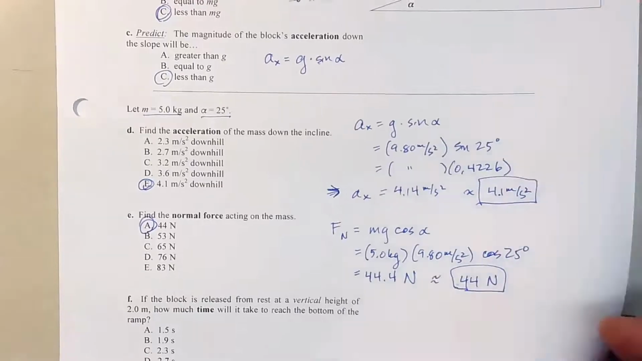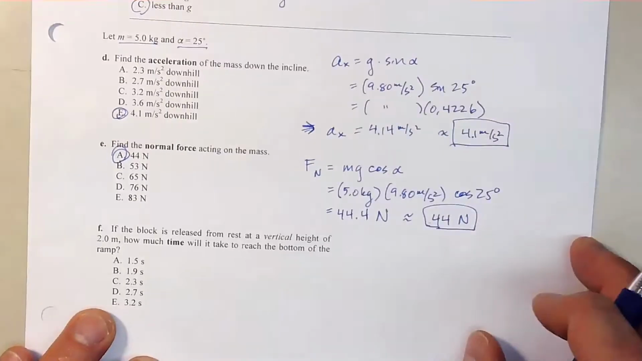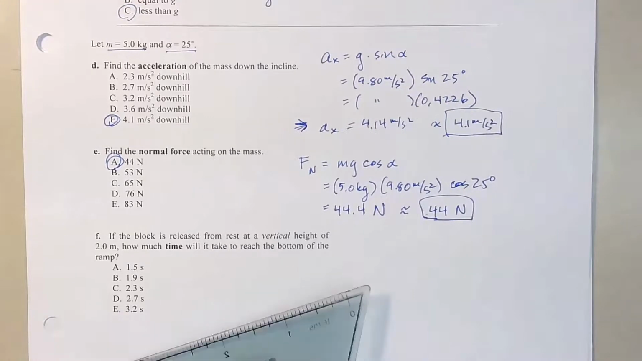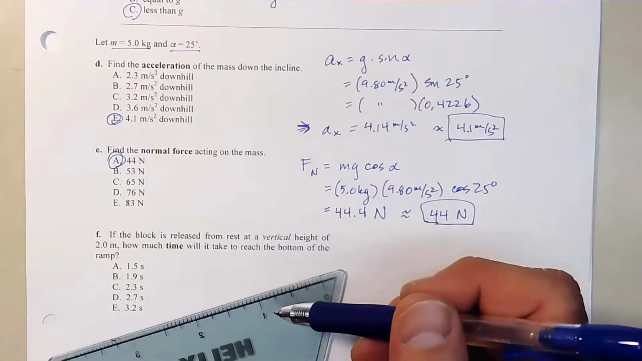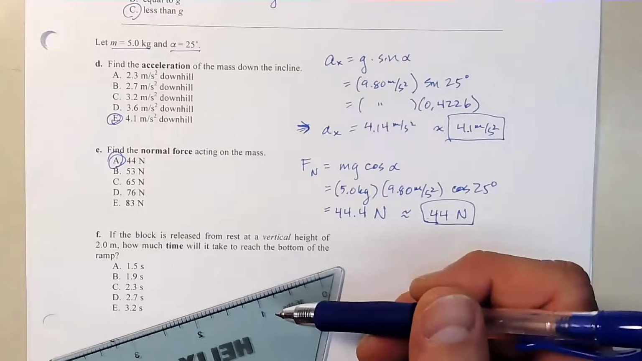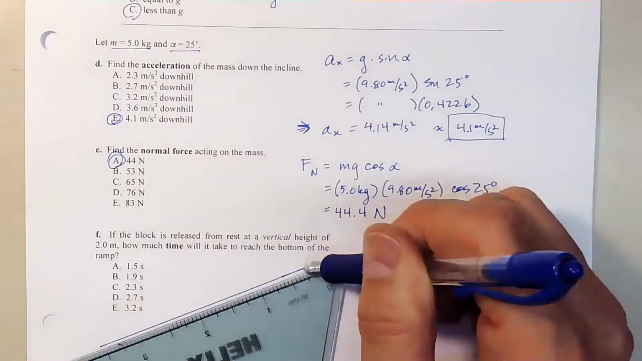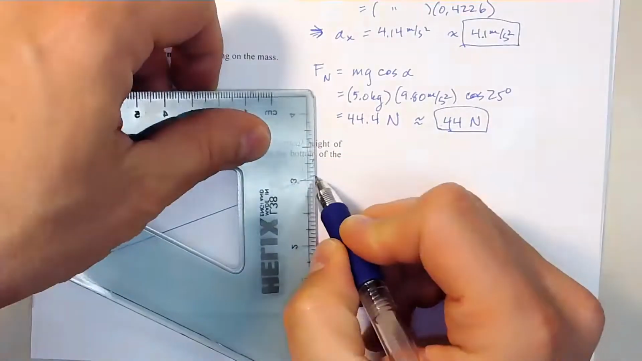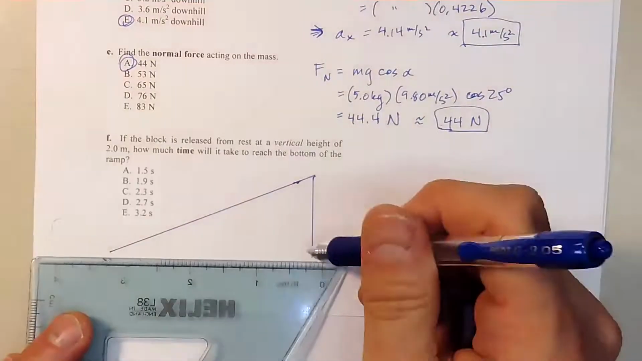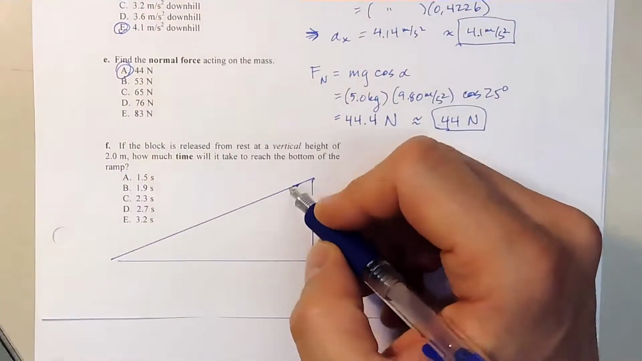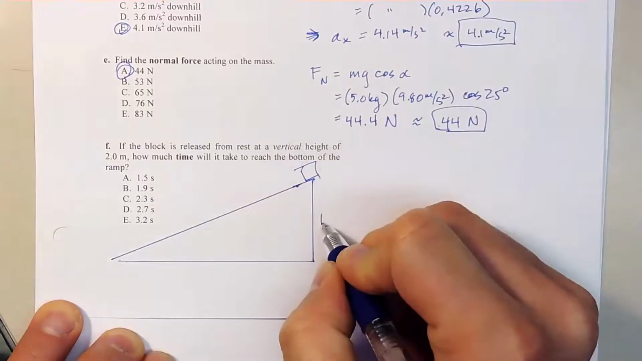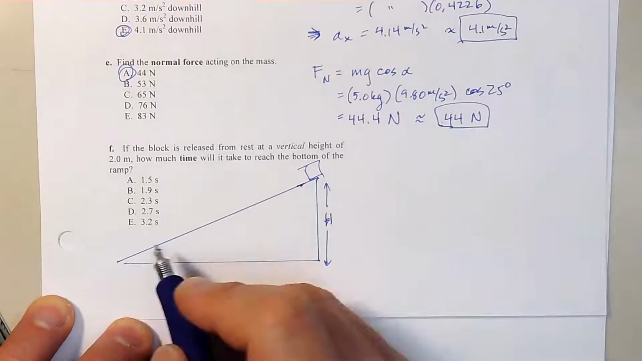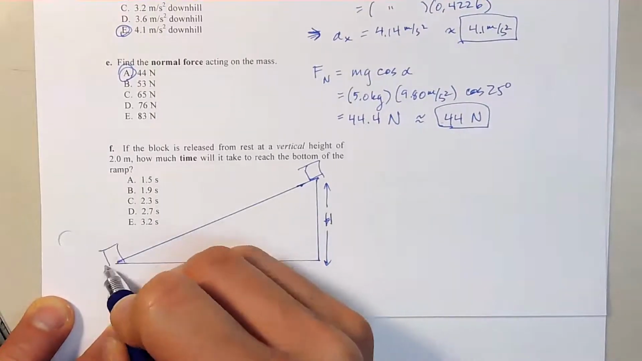Now, if the block were released from rest at a vertical height of 2 meters, so not a distance along the ramp, but a vertical height of 2 meters, how much time will it take to reach the bottom of the ramp? All right, well, let's think about the geometry here of what this is asking. I'm releasing the block from a vertical height, which I'll call h, which is given as 2 meters. And then I want to know how long it's going to take to get to the bottom of the ramp.